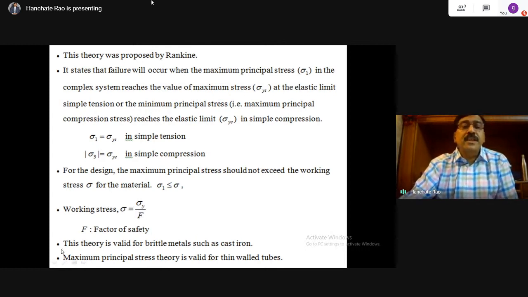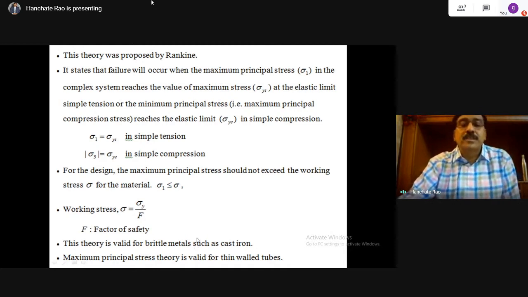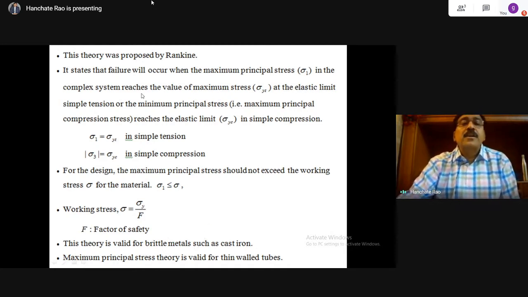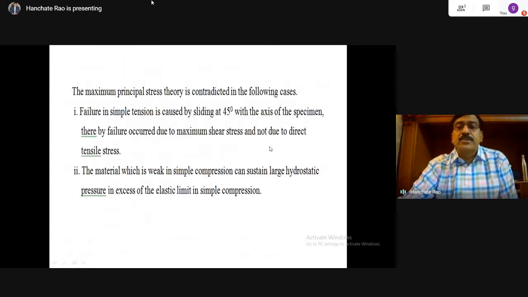This Rankine's theory is valid for brittle materials such as cast iron. For ductile materials like steel, Rankine's theory doesn't give good results. For brittle materials such as cast iron or glass, Rankine's theory gives good results. The maximum principal stress theory is valid for thin-walled tubes. Similarly, if you are analyzing a thin-walled tube, the maximum principal stress theory is generally used.